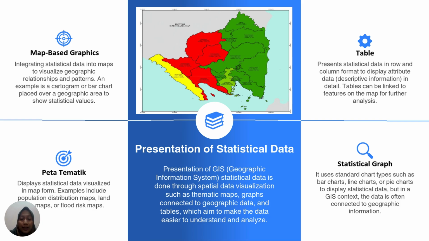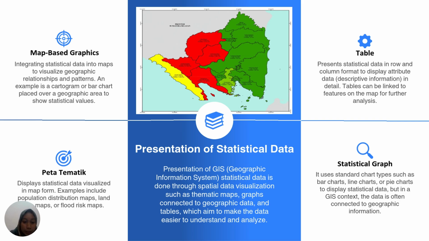Presentation of statistical data. Presentation of GIS statistical data is done through spatial data visualization, such as thematic maps, graphs connected to geographic data, and tables, which aim to make the data easier to understand and analyze. Map-based graphics, integrating statistical data into maps to visualize geographic relationships and patterns. An example is a cartogram or bar chart placed over a geographic area to show statistical values.